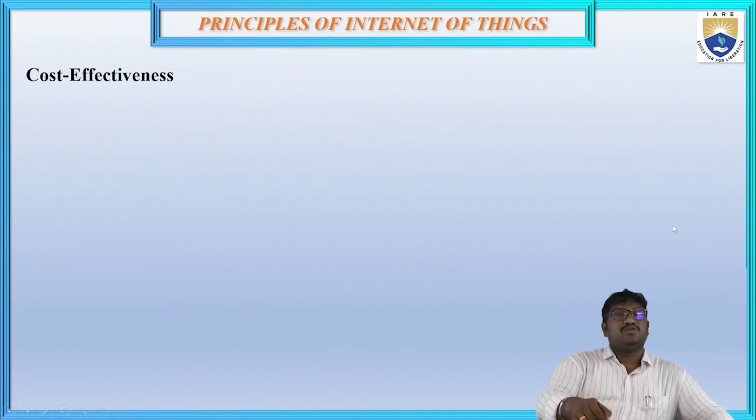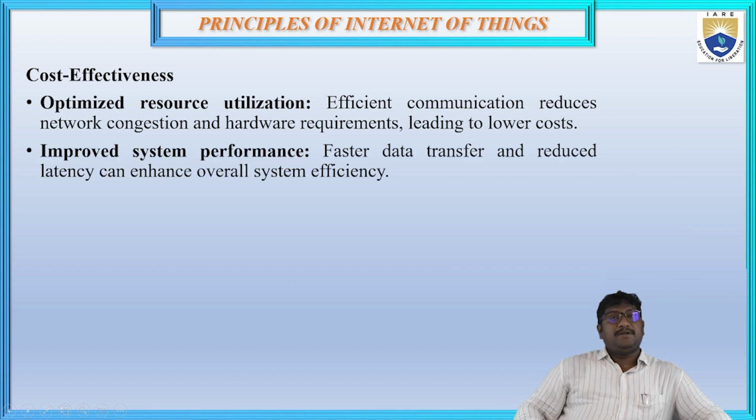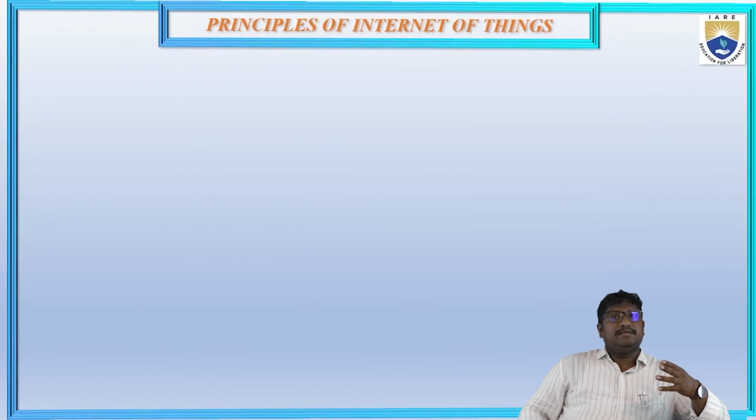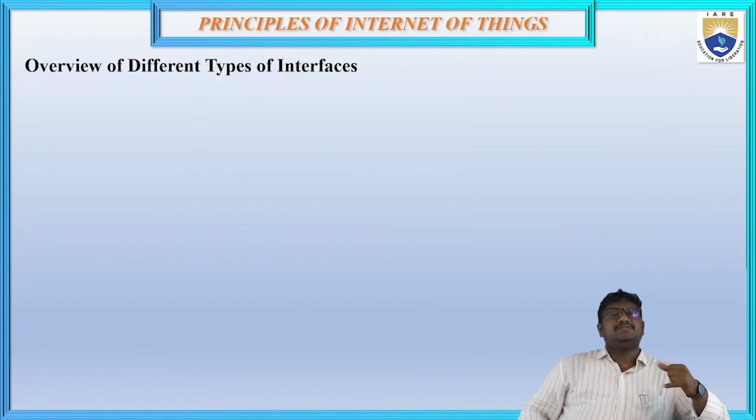Cost effectiveness also plays a major role, through optimized resource utilization and improved system performance. Optimized resource utilization means efficient communication between the hardware components, which leads to lower cost. And improved system performance means faster data transfer, which reduces the latency and enhances the overall system efficiency. Like this, these things are going to be used in the installation process.